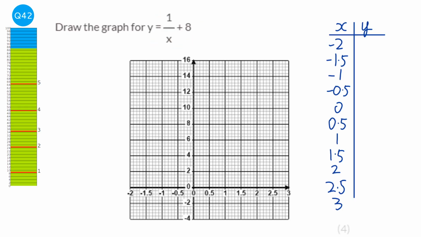We're going to type that into the calculator using this formula here. So we've got 1 divided by brackets -2 plus 8. When you type that in, you get 7.5. Could do the same thing with -1.5, and you get the answer of 7.3 recurring. Same thing with -1, you get 7, and -0.5, you get 6. Now, when you put 0 in, whenever you have 0 at the bottom of a fraction, you'll just get a maths error.